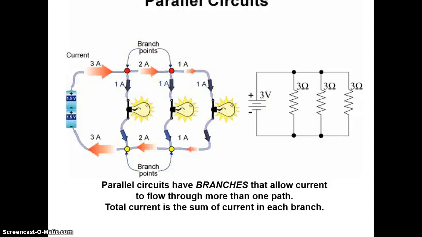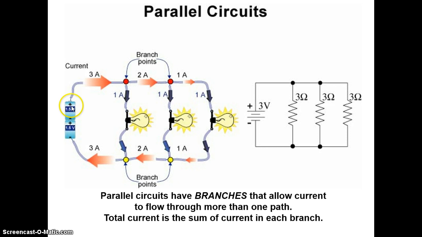In a parallel circuit, our current is not confined to just going around a single path. It can go through various branches. For example, here I'm at 3 amps. I can go this way. If I was a charged particle, I could go straight, and then I have another choice here, and then back around. We can see that the 1 amp here plus the 1 amp here plus the 1 amp here equals the total 3 amps that are leaving the batteries.